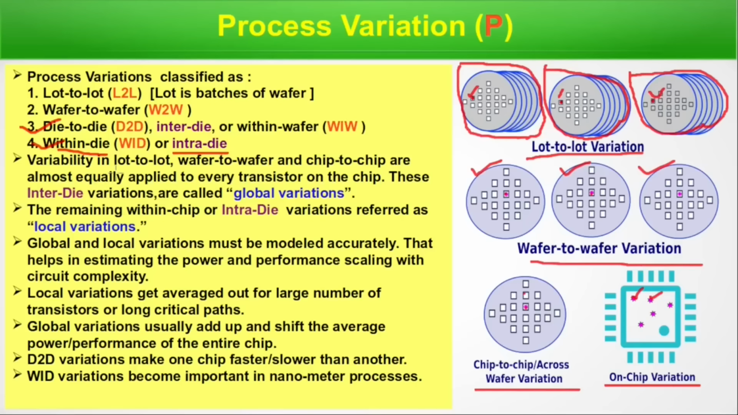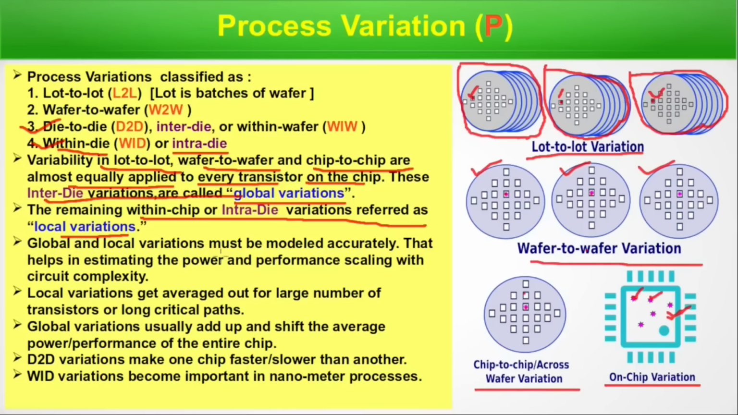Variability in lot to lot, wafer to wafer, and chip to chip is applied almost equally to every transistor on the chip. These inter die variations are called global variations, and the remaining within chip or intra die variations are referred to as local variations. So lot to lot, wafer to wafer, and chip to chip are global variations, and this is the local variation.